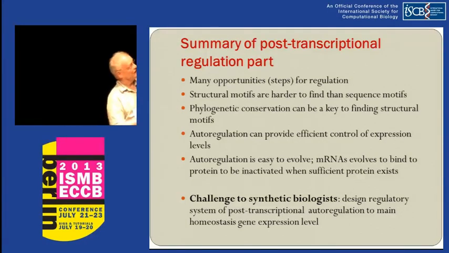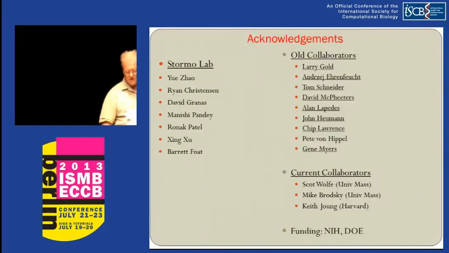As a challenge to synthetic biologists, you could design a regulatory system entirely of post-transcriptional autoregulation, like the kind I was talking about. You basically make aptamers to a protein, and you tune them to the right KD, so whenever the protein level gets above that KD, it binds and turns off its expression, and whenever it goes below that, then expression happens.